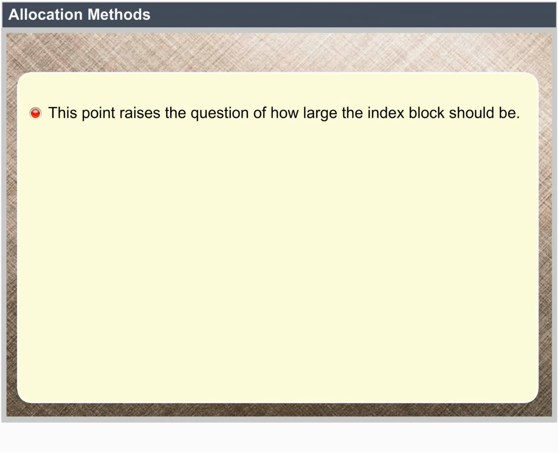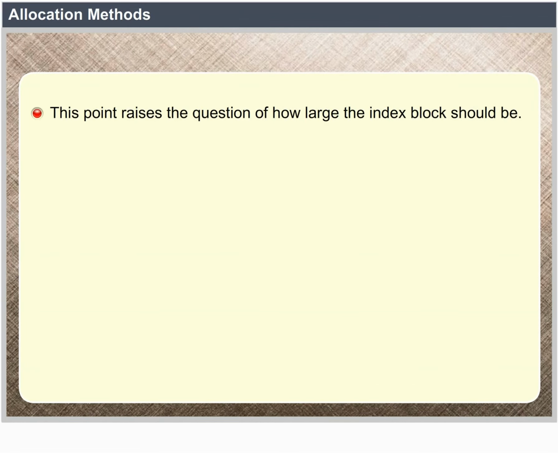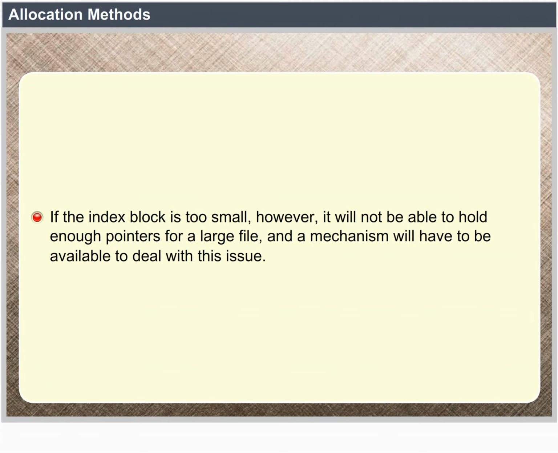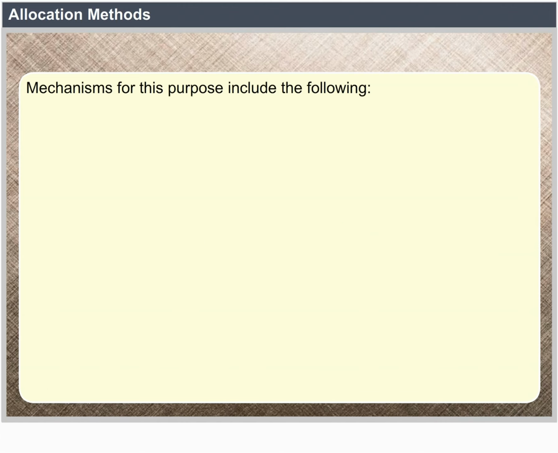This point raises the question of how large the index block should be. Every file must have an index block, so we want the index block to be as small as possible. If the index block is too small, however, it will not be able to hold enough pointers for a large file, and a mechanism will have to be available to deal with this issue. Mechanisms for this purpose include the following.